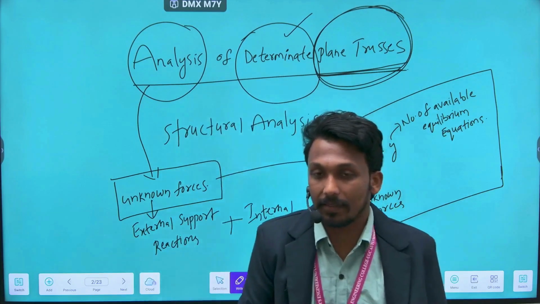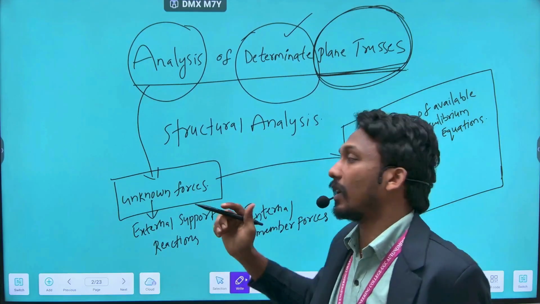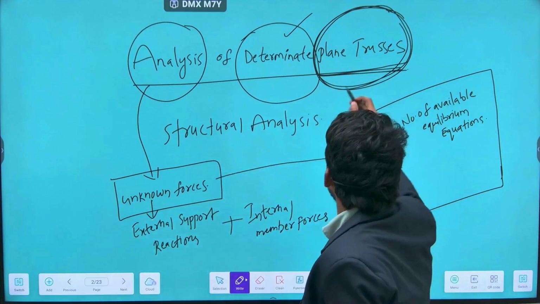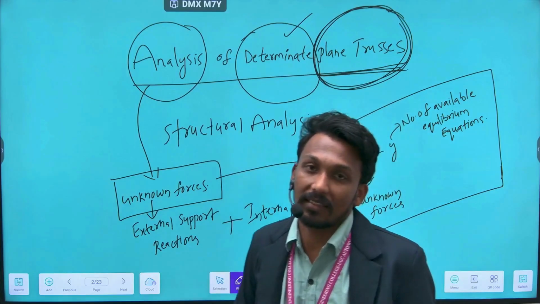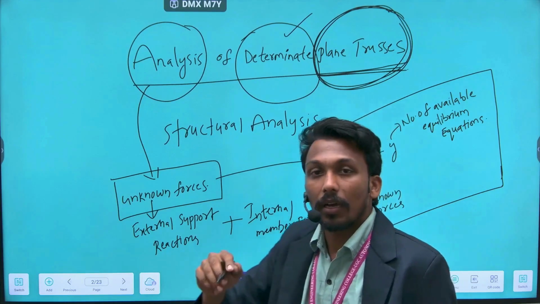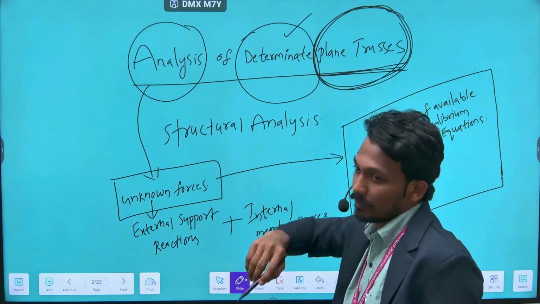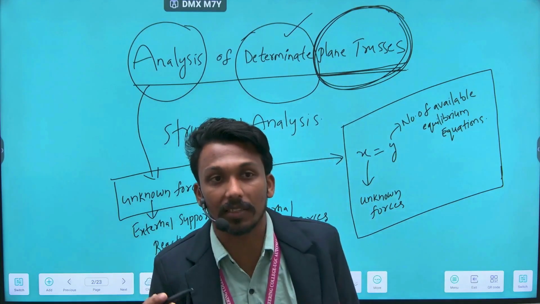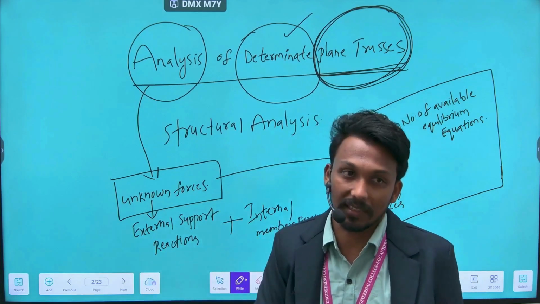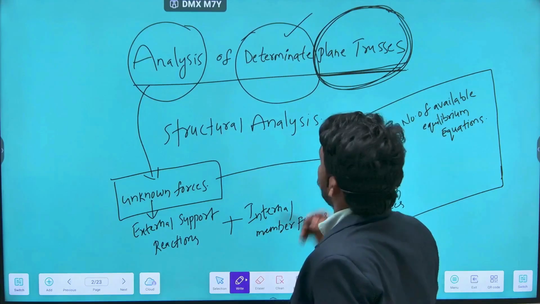If all the joints of the truss are in one single plane, then it is called a plane truss. Sometimes this is also called a 2D truss in short, because we are dealing with a single plane. Space trusses mean the joints or the members of the truss may be in more than one plane. In that case, those trusses are called space trusses. Right now we are dealing with plane trusses.